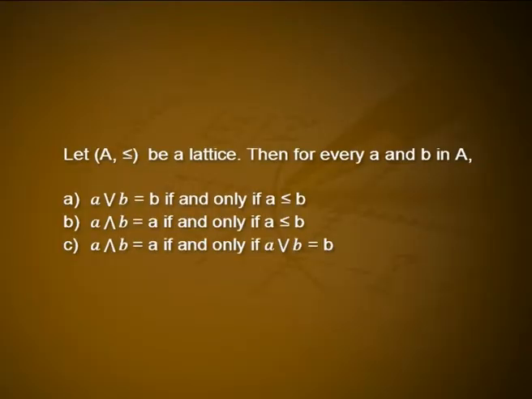Theorem 1. Let (A, ≤) be a lattice. Then for every a and b in A, first, a join b is equal to b if and only if a is less than or equal to b. Second, a meet b is equal to a if and only if a is less than or equal to b. And third, a meet b is equal to a if and only if a join b is equal to b.